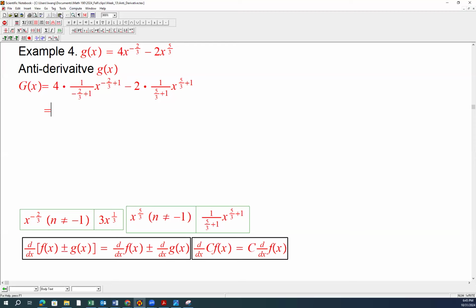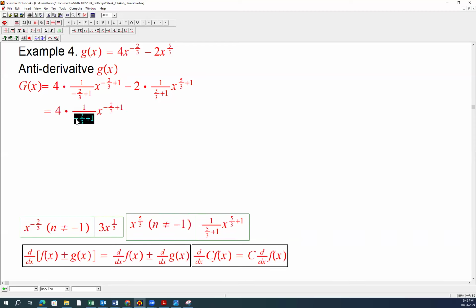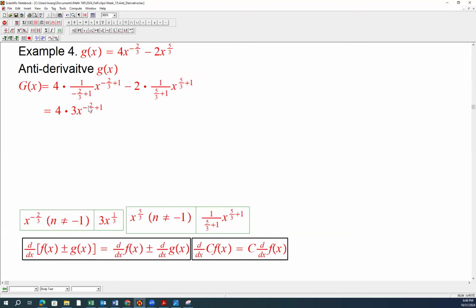Simplify this part, and we have done that before. So this part was 3, and so this is going to be positive 1/3. So that part is done.